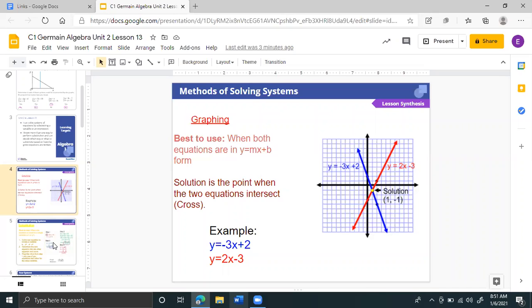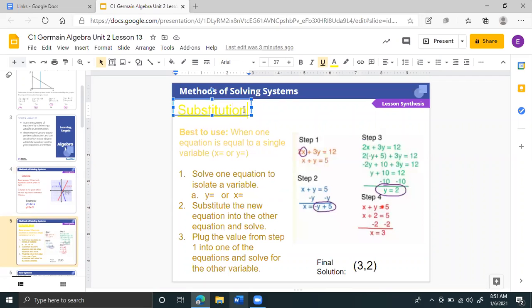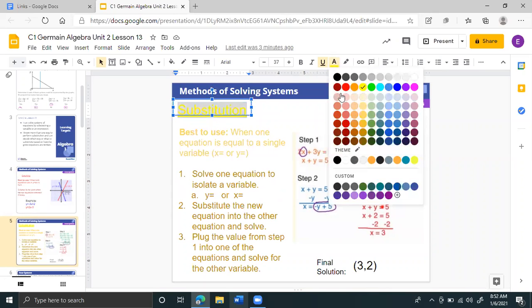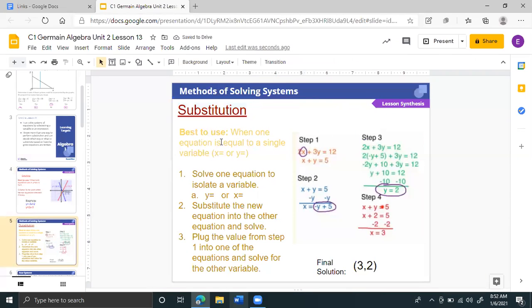Okay. So let's take a look at this idea of substitution. This is not the first time that we've dealt with substitution, but I wanted to give us another example of this idea. I'm just going to make this a different color. Substitution is best to use when one of the equations is equal to a single variable. So if either of your equations is written as x is equal to or y is equal to.